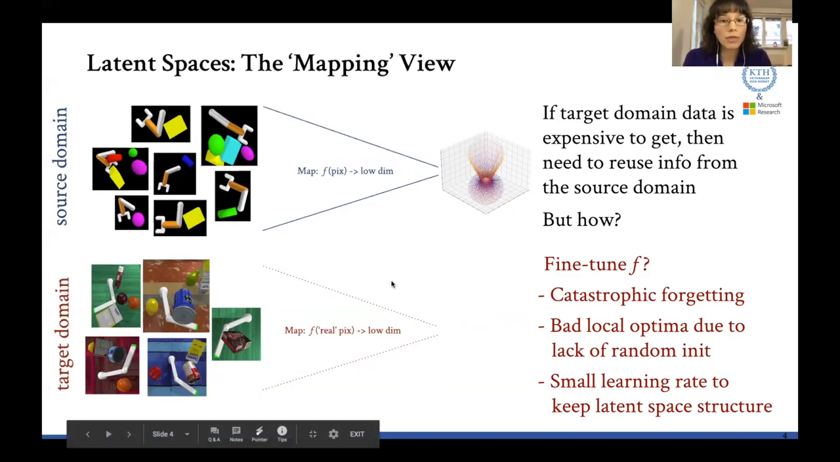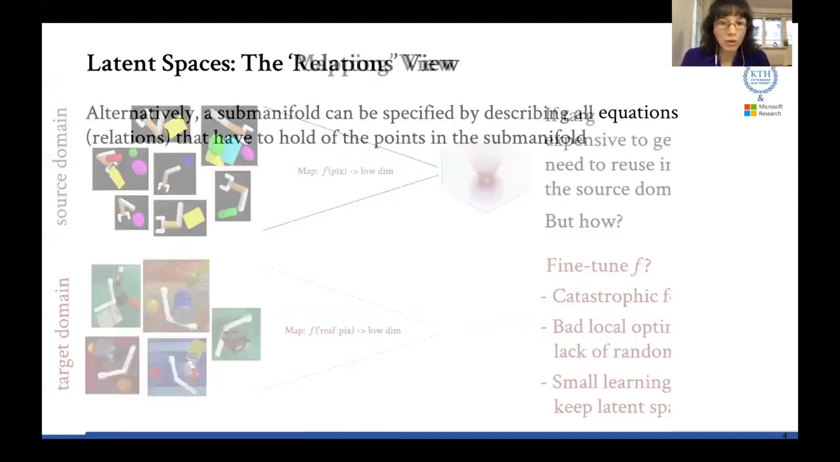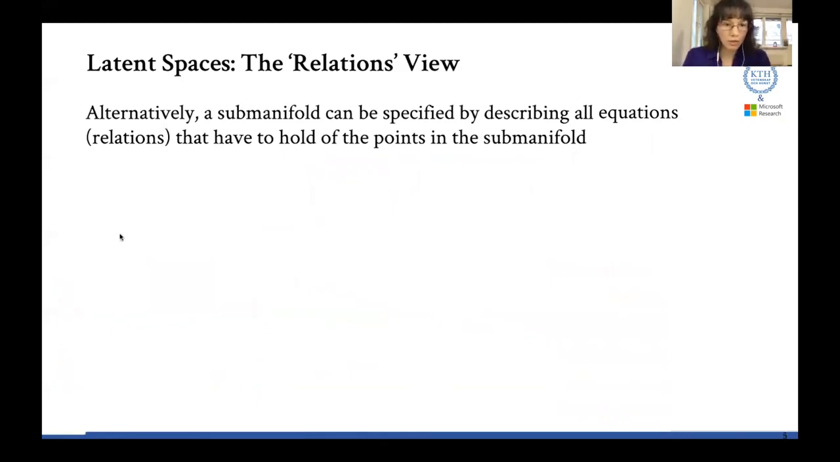So that's the problem with the mapping view, but I know that there is no issue with the mapping view in general. I'm focusing on the case where I'm using this for the transfer learning problem. For me, of most interest is the sim-to-real problem, but in general, the transfer learning problem. So what can we do alternatively?